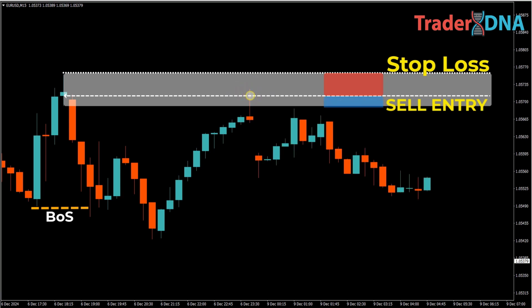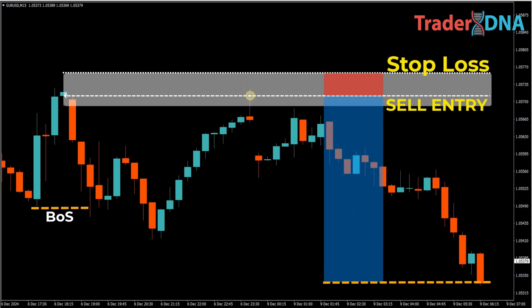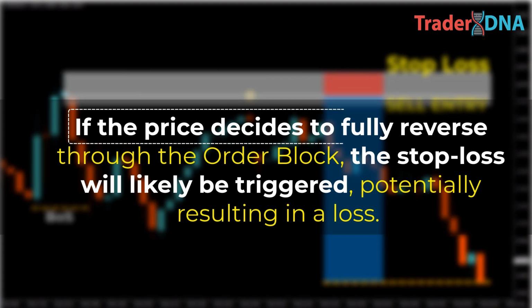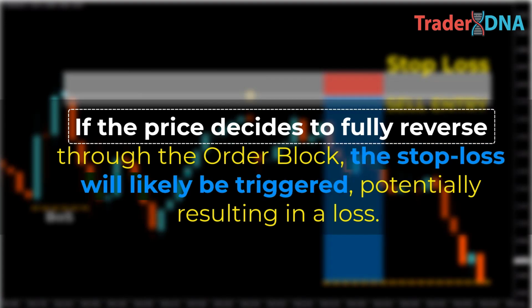This detail is what sets this method apart and makes it inherently riskier than the previous types. Here's why. If the price decides to fully reverse through the order block, the stop loss will likely be triggered, potentially resulting in a loss. This increased exposure to risk requires traders to carefully assess the market conditions and weigh whether this entry method aligns with their overall strategy. It's crucial to recognize that this approach isn't for the faint of heart.